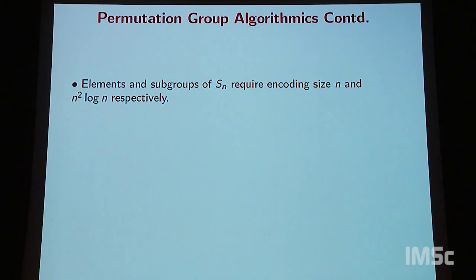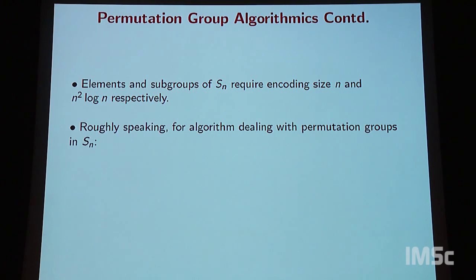Okay, so this is clear because I just told you elements are n-tuples and subgroups don't require generating sets of size more than n log n. So something like n square log n is enough, although you might give a subgroup with a larger generating set.